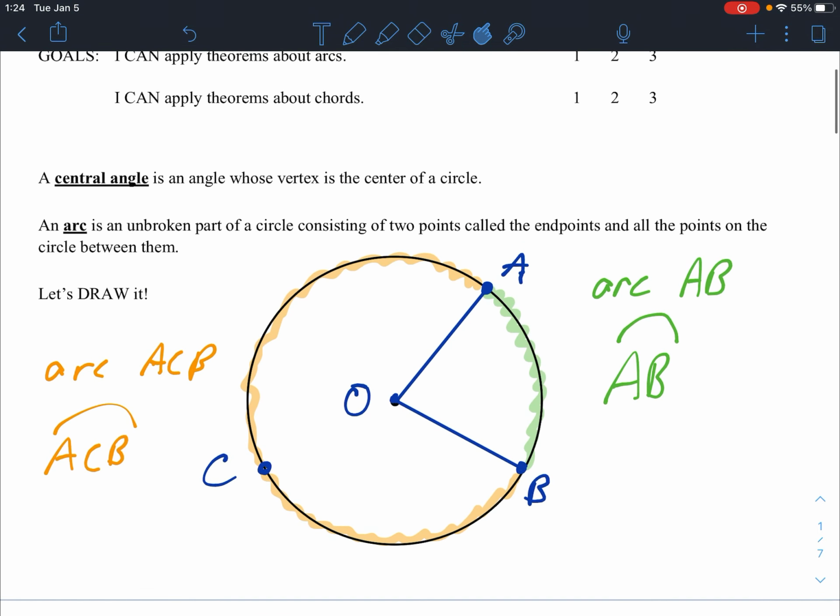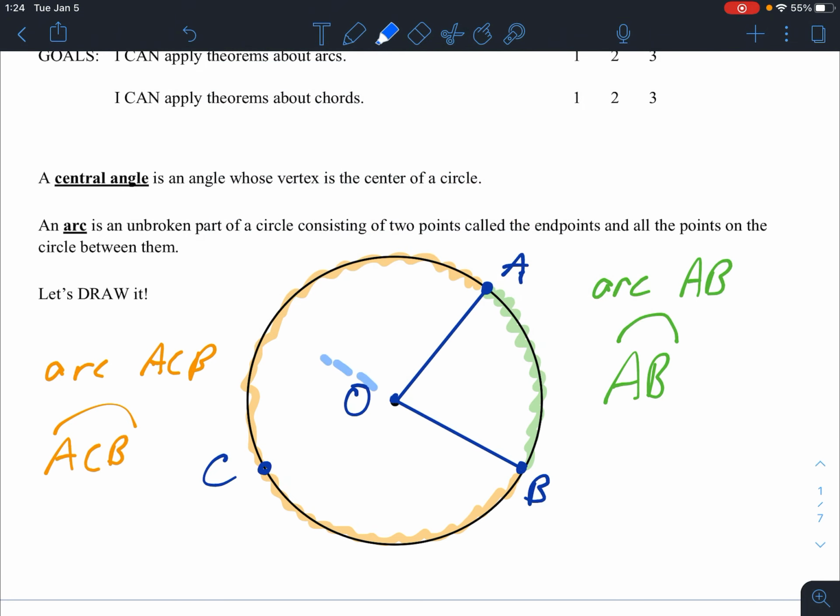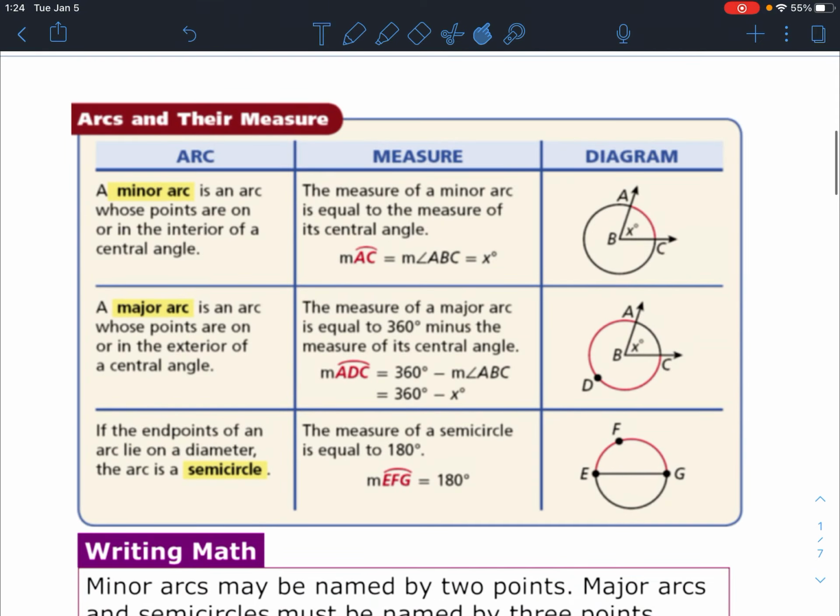So let's go back up here. If we were to fake draw in a diameter here, there's a diameter. Clearly the green one is less than that diameter. So the green one is less than a semicircle. That's why we would only name that a minor arc, and we'd only use 2 points to name it. The orange one is clearly bigger than the semicircle. So that one is called a major arc.